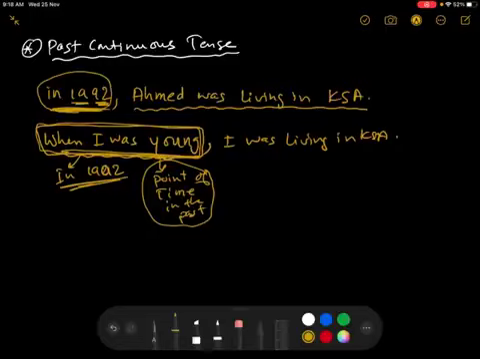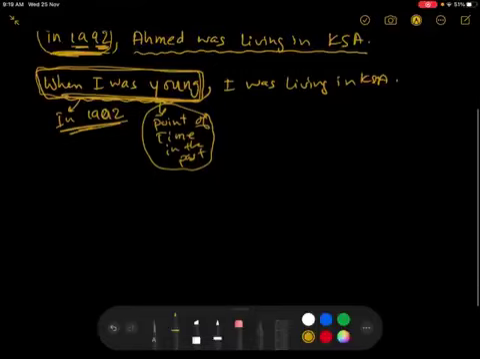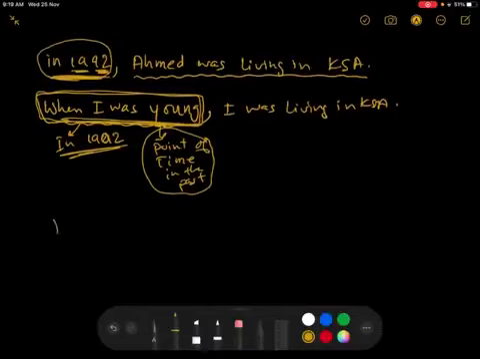Because of this, the past continuous tense expresses an action that was happening at a certain point in the past. It is different from the past simple tense. The past simple tense is used to express an action that was completed in the past.